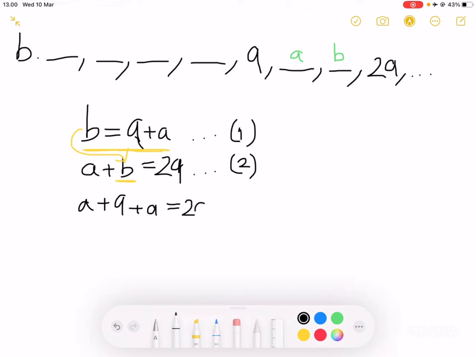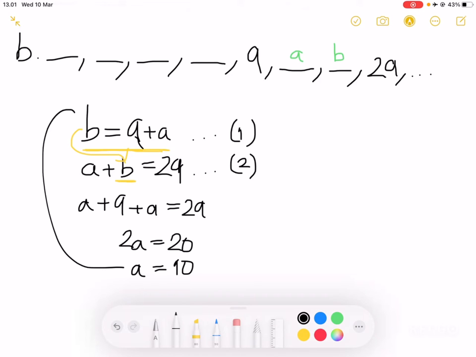to get that a plus 9 plus a equals 29. This simplifies to 2a is equal to 20. That means a is 10. Substituting back into this equation, you get that b is 19.